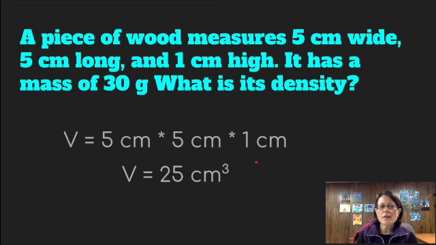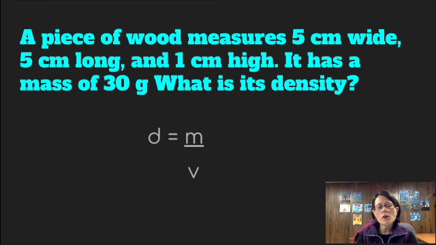We substitute our values in. I have volume equals 5 centimeters times 5 centimeters times 1 centimeter. That, when we multiply it, 5 times 5 is 25, times 1 is 25. That comes out to 25 cubic centimeters. Now that I know my volume, I go back to my density formula, D equals M over V, because I'm given mass in the problem. I calculated my volume, so now I can find my density.